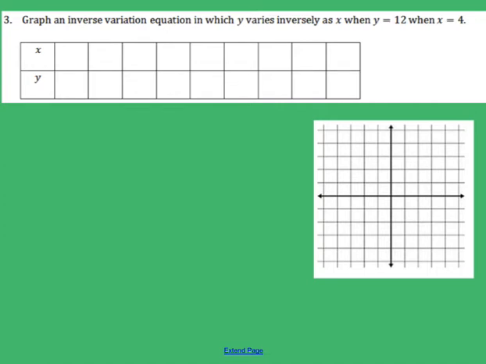Next, let's go ahead and take a look at number 3. For number 3, we want to graph inverse variation in which y varies inversely as x when y is equal to 12 and x is equal to 4. So the first thing I'm going to do is multiply 12 times 4 and I get 48. So I have the equation xy is equal to 48.